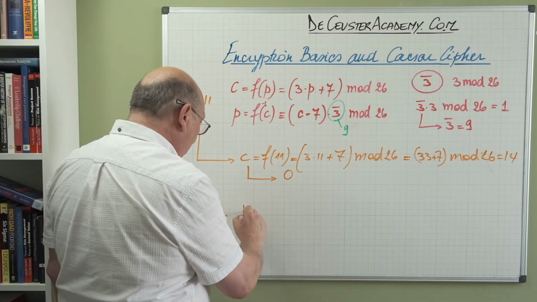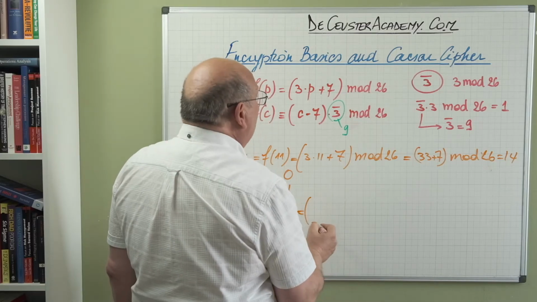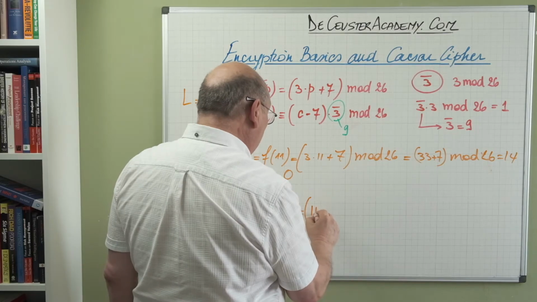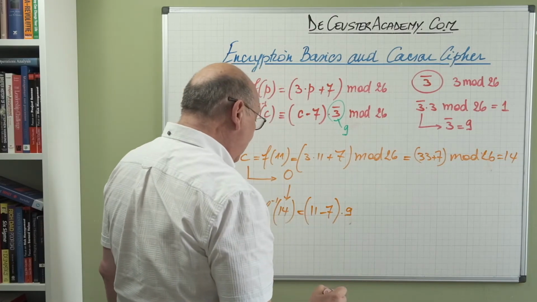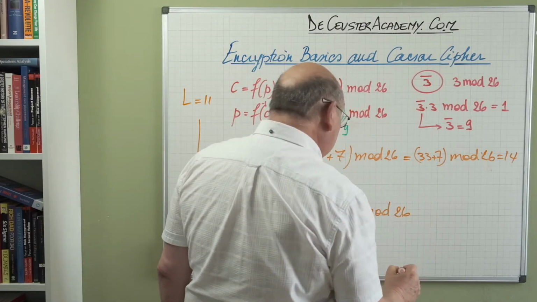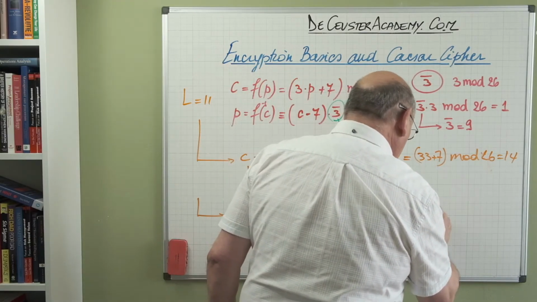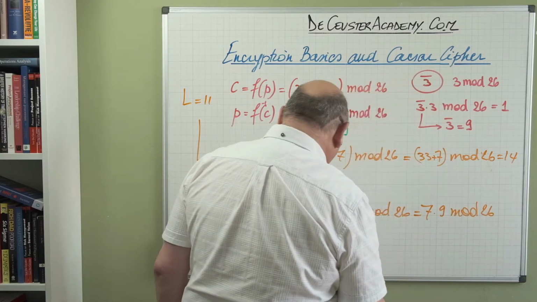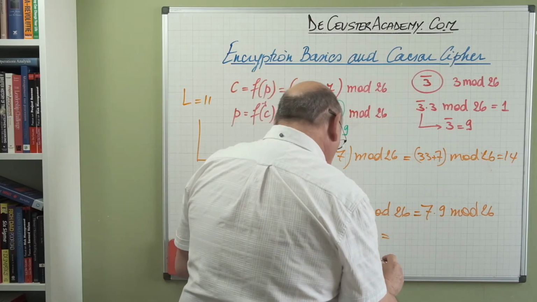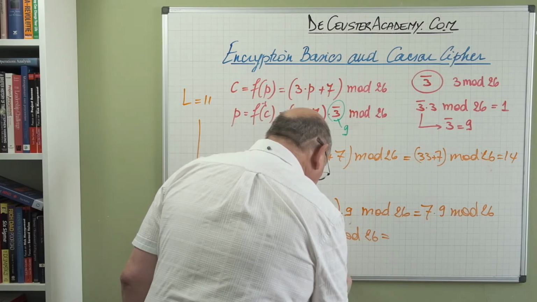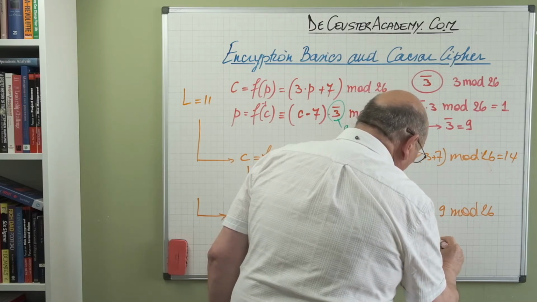Now we go to decrypt. We find P is f⁻¹(14), the value of O, and that is equal to C, which is, oh sorry, it's 14, it's not 11, it's 14, minus 7 times 9, modulus 26. And we find here 7 times 9 modulus 26. And we can say that this is 63 modulus 26. And we can say that 63 is 2 times 26 plus 11, we have 52, plus 11 is 63. So we find here 11, and we find the original letter again.